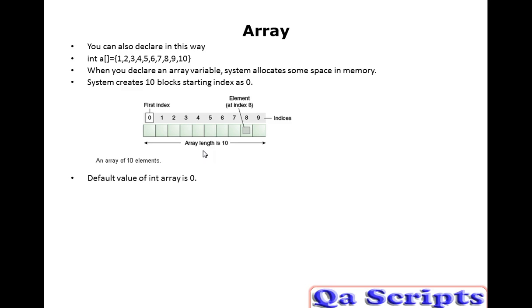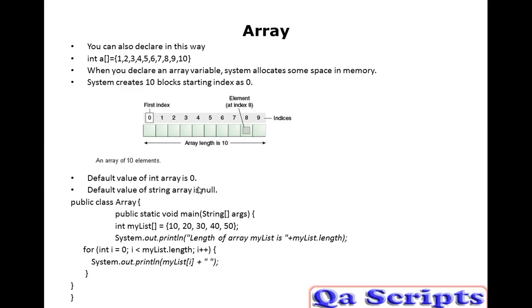Default value of int array is always 0. Suppose you have created an array of length 10 but you have not given a value for the 10th position, then it will take it as 0. The default value of int array is 0. Likewise, the default value of string array is null.